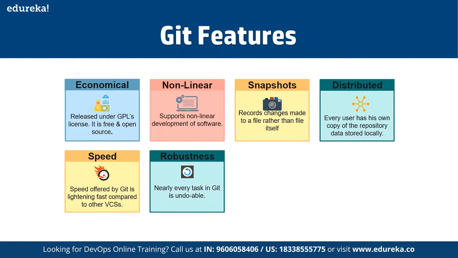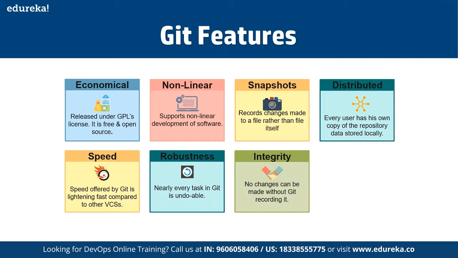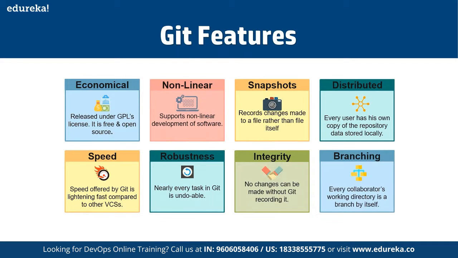And then it is robust. That means nearly every task in Git is undoable. We can undo it, we can come back, we can revert to the previous changes as a part of rollback whenever we need. And in terms of integrity, no changes can be made without Git recording it. And then we have branching. Every collaborator's working directory is a branch by itself. So for example, when we are working on updating the code, then we can maintain a master branch.